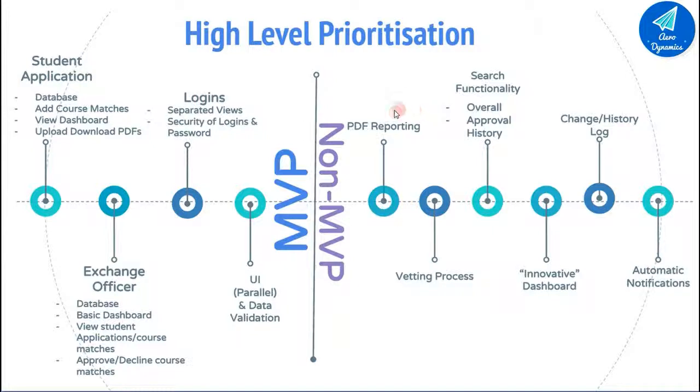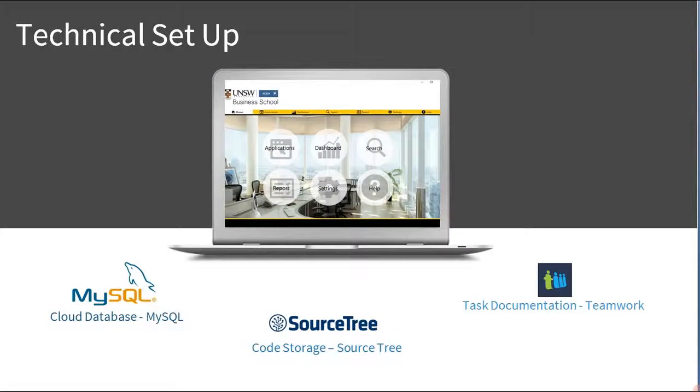On our non-MVP side, we prioritized PDF reporting and then a vetting process by the Student Center for more completeness checks, and then a search functionality both on the overall level and on the course match level, an innovative dashboard to show the status of the team, a history log so that various team members can work together in a faculty, and also automated notifications.